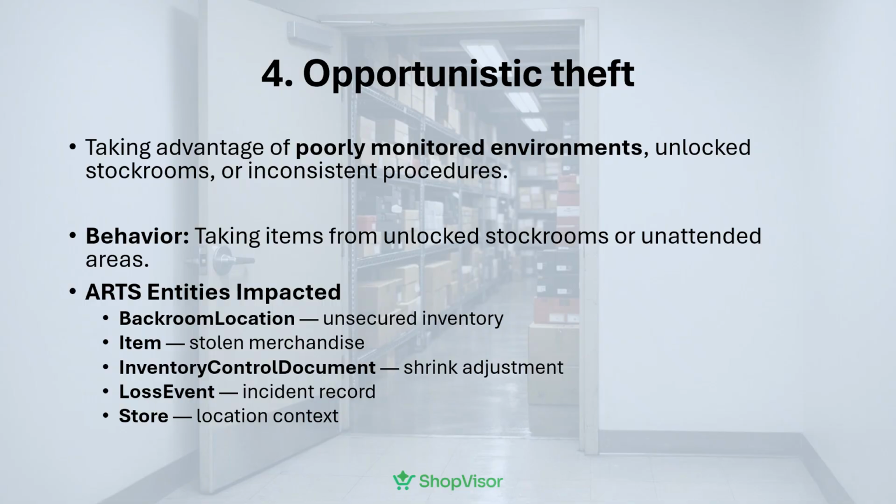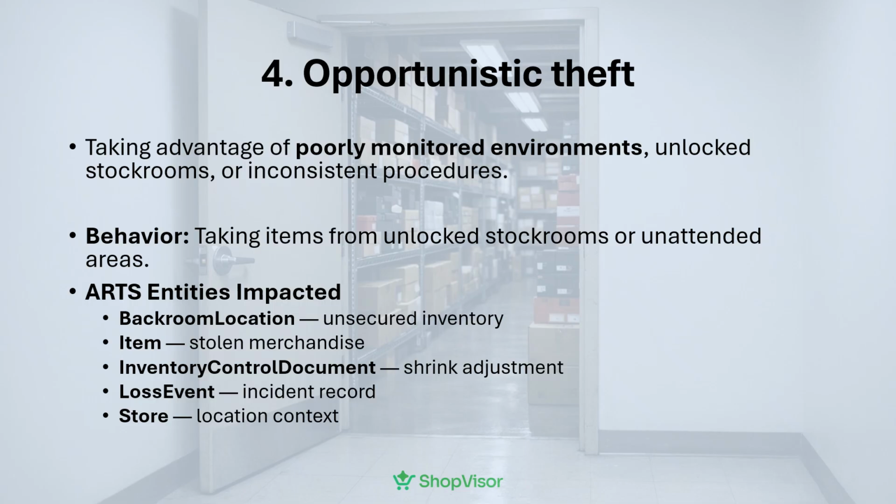The opportunistic theft. This is taking advantage of a poorly monitored environment, the unlocked stockrooms, or inconsistent procedures. Behavior is taking items from unlocked stockrooms or unattended areas. The ARTS entities impacted. The backroom location, this is where the unsecured inventory is. The item, of course, what was stolen. The inventory control document, which has the shrink adjustment. The loss event, that's the incident record. And the store, the location where this happens.